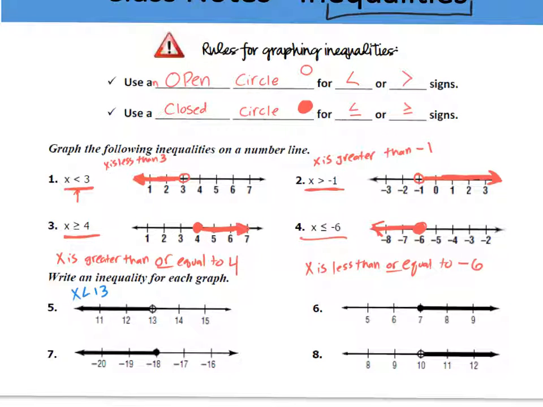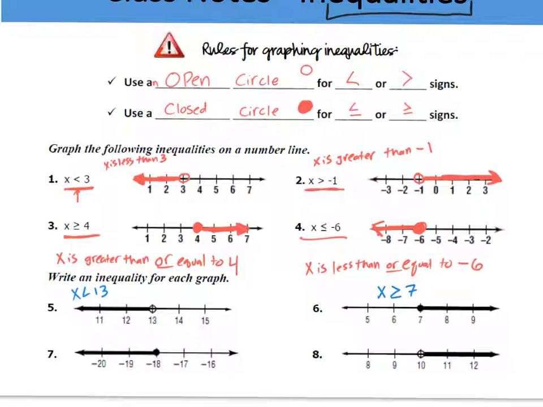All right, at this point you should hopefully have 6, 7, and 8 done. We'll quickly go over them. So on number 6, I noticed that there's a closed dot, and it's shaded everything greater than 7. When it's a closed dot, it is greater than or equal to. So I need a greater than or equal to, and x is greater than or equal to 7.